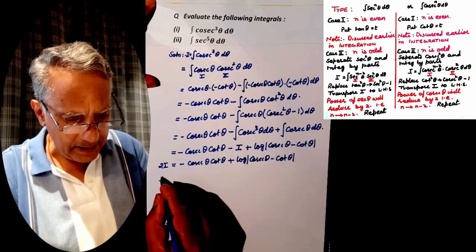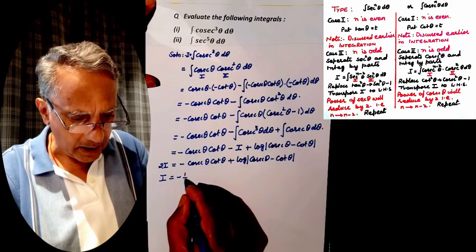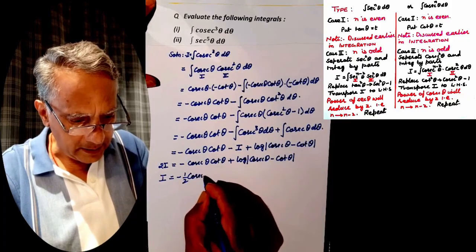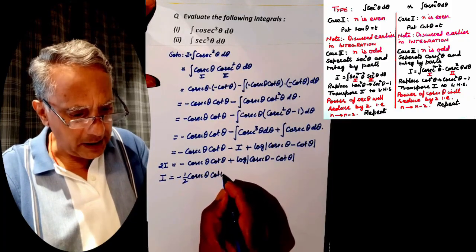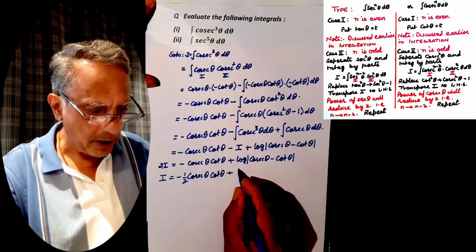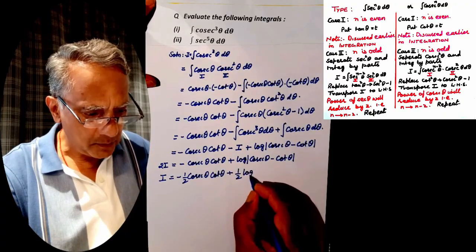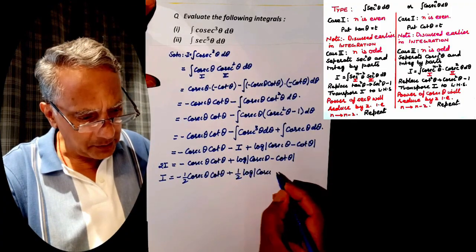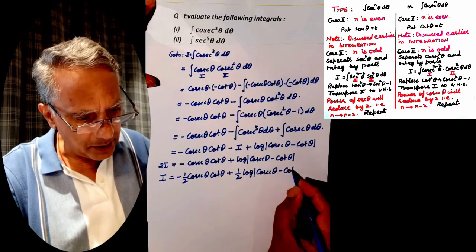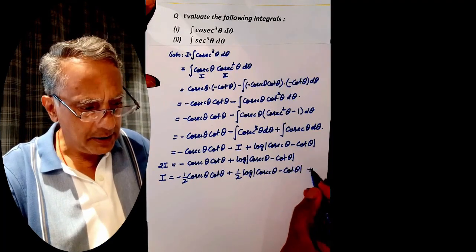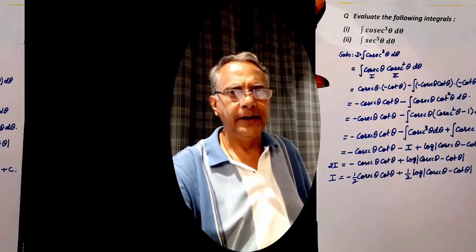And this implies I is equal to minus half cosecant theta cotangent theta plus 1 by 2 log cosecant theta minus cotangent theta plus constant of integration.